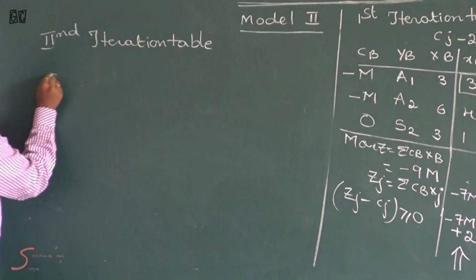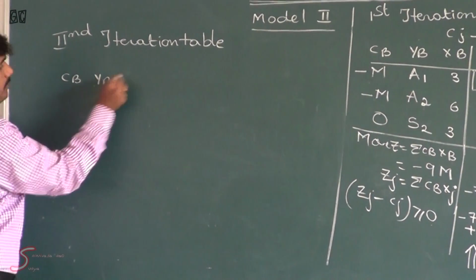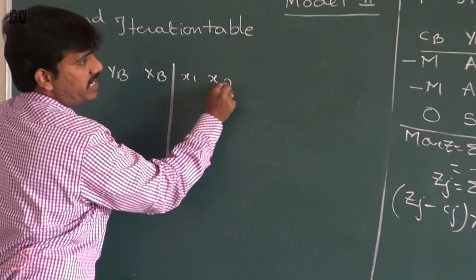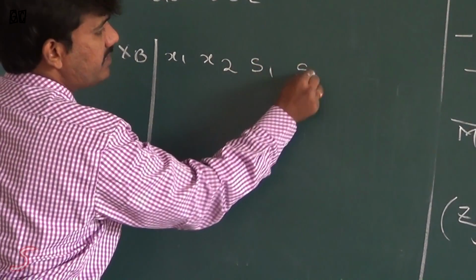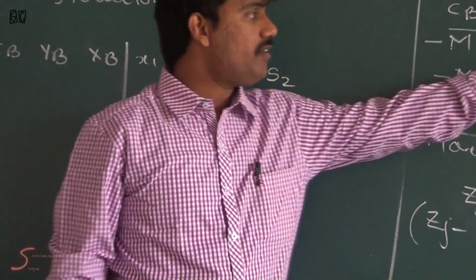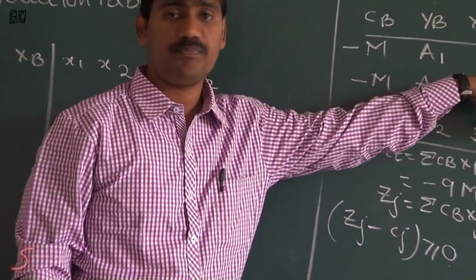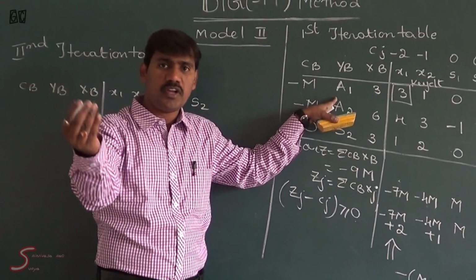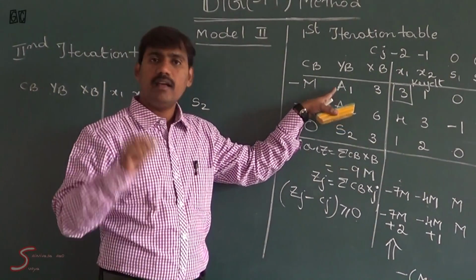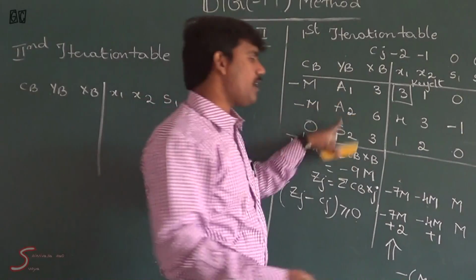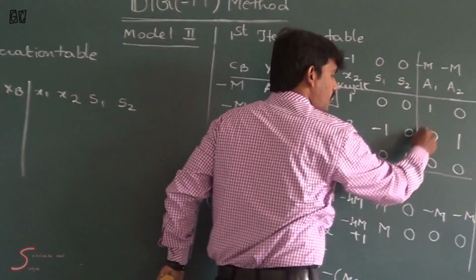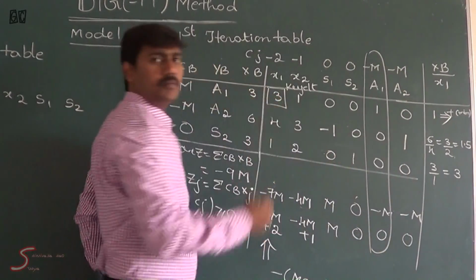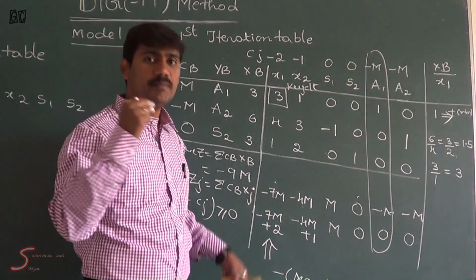So as usual we have CB, YB, XB, and as usual x1, x2, s1, s2. Obviously, all of you, we have a key element that is 3. In the next step, x1 is the incoming vector, a2 is the outgoing vector. In the Big M method, if a1 is the outgoing vector, we are going to remove this entire column. We are going to remove this a1 column, but not in the case of the simplex method.